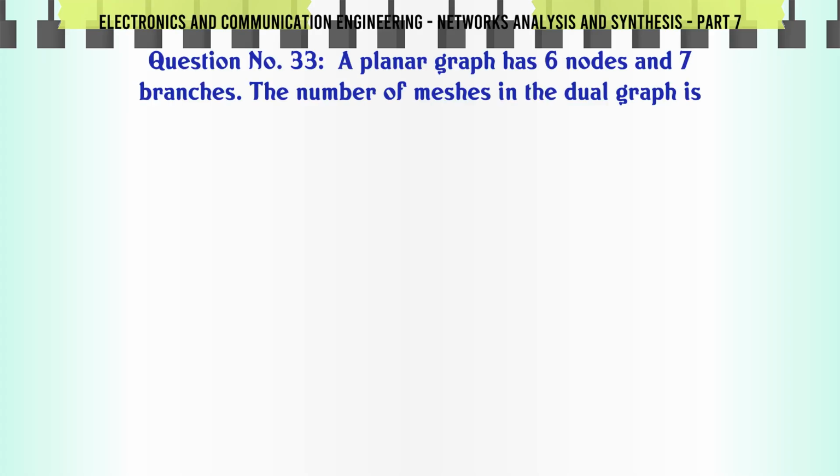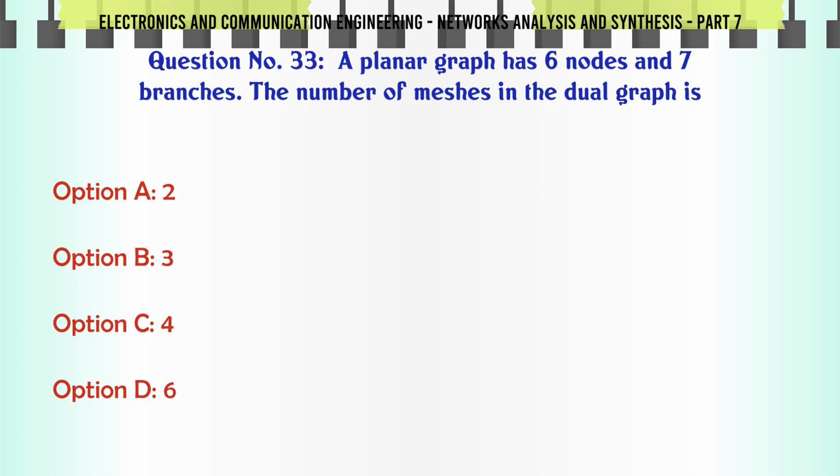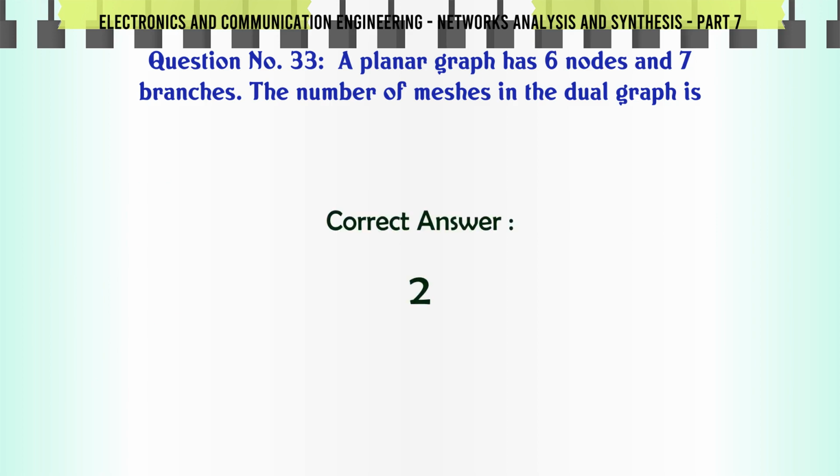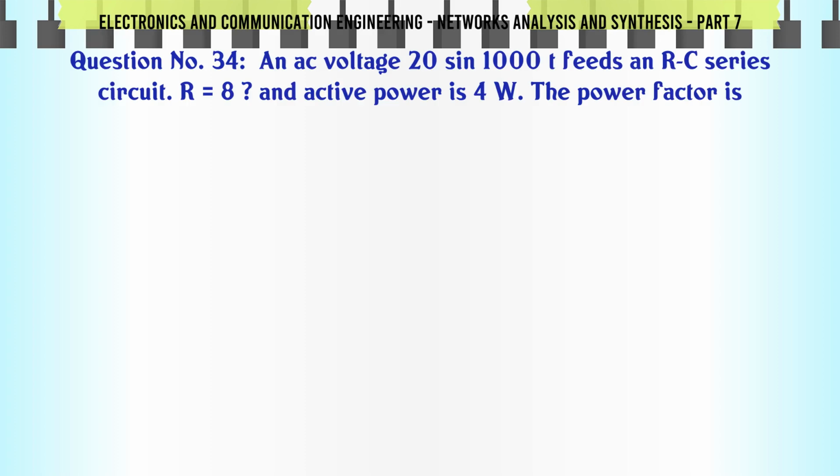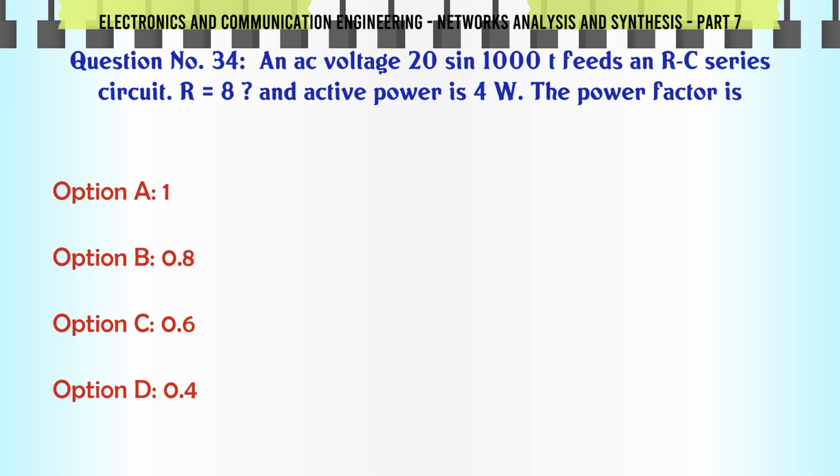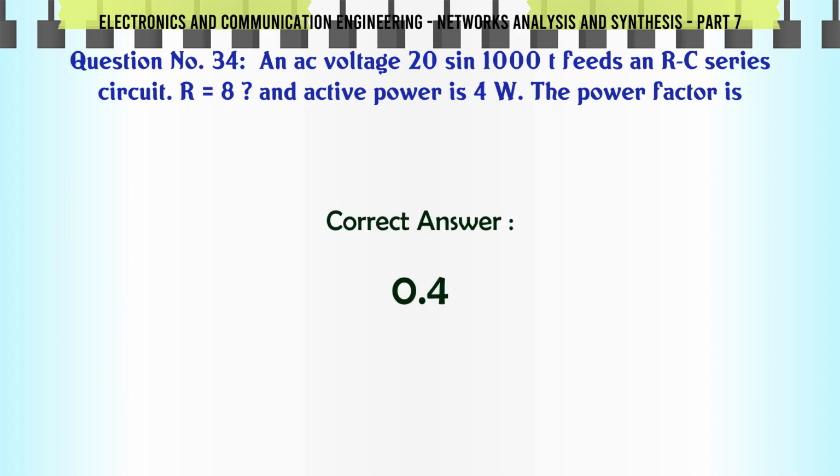A planar graph has 6 nodes and 7 branches. The number of meshes in the dual graph is A 2, B 3, C 4, D 6. The correct answer is 2. An AC voltage 20 sin 1000t feeds an RC series circuit. R is 8 ohm and active power is 4 watts. The power factor is A 1, B 0.8, C 0.6, D 0.4. The correct answer is 0.4.